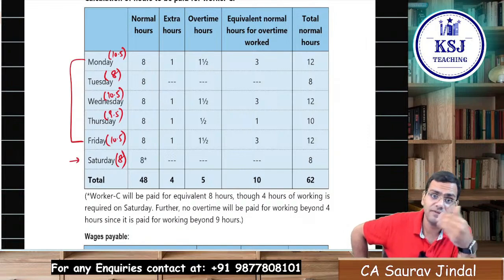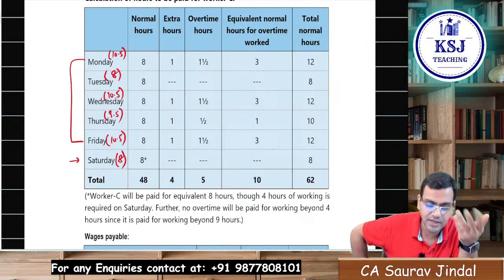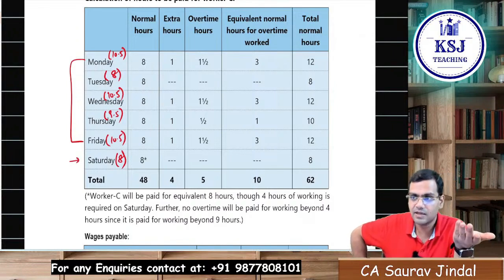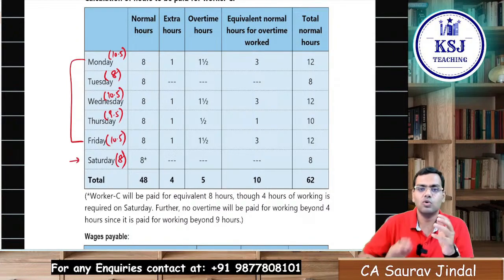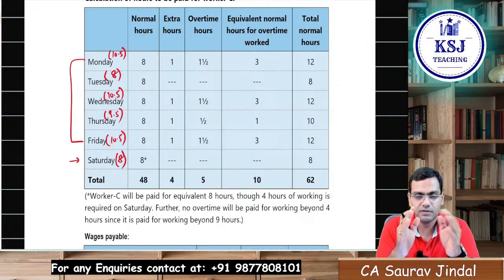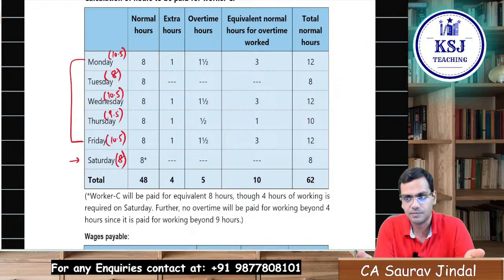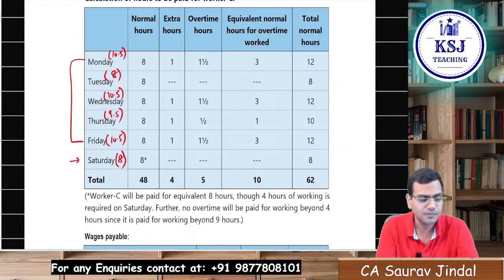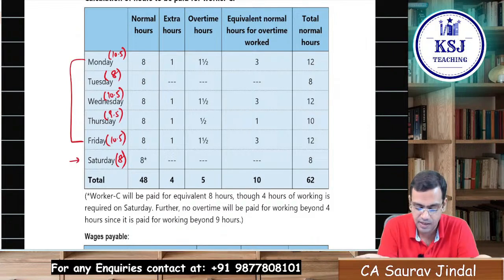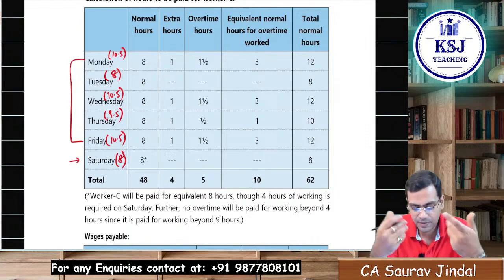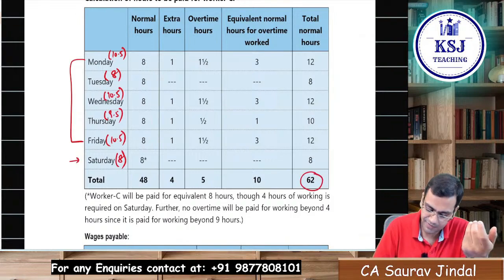Why? Because he is not working for more than 9 hours, the condition is not applicable, overtime is not applicable, right? It is clearly mentioned in the question that overtime is payable only and only if the worker is working beyond 9 hours, right? He is working for 8 hours. Or if he is working for 4 hours, only the payment equivalent to that is to be paid. He is working for those many hours only. Okay, so we'll pay him the normal hours, so 62 equivalent hours, total equivalent hours.